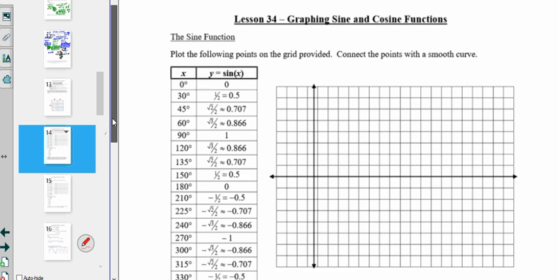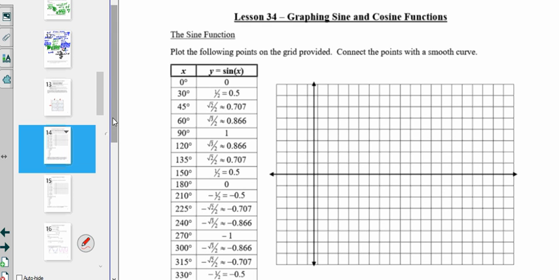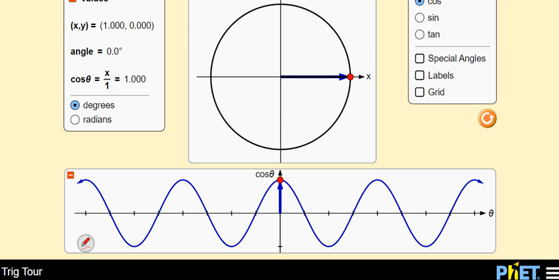So what we're going to do first is figure out what a sine function looks like. We could just plot each point by hand, but what I really like is this Trig Explorer. What is it called? I forget what this one's called. Trig Tour. There's a link to this on my website or on the workspace. I think it's definitely worth playing around with.